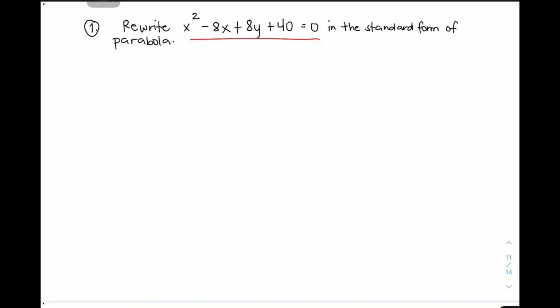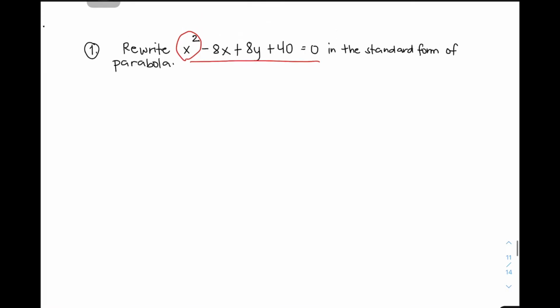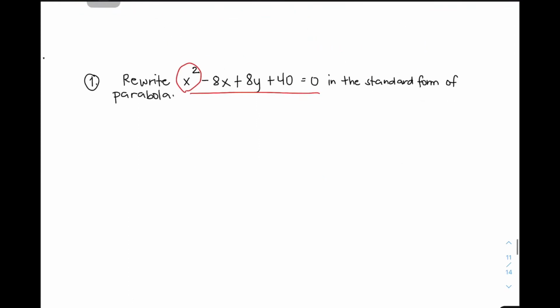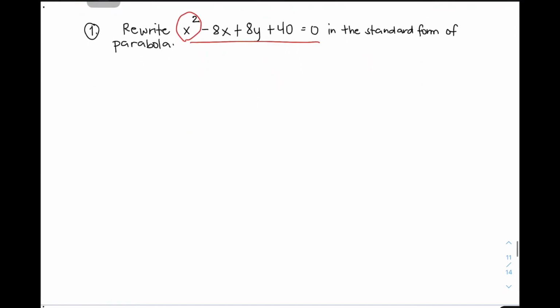So as you can see, we have here x squared. So yan yung mga kailangan tandaan. So going back with our standard form, meaning ito yung magiging pattern na susundan natin. So you have to write the pattern x minus h squared is equal to 4p times y minus k. Yan yung target natin.